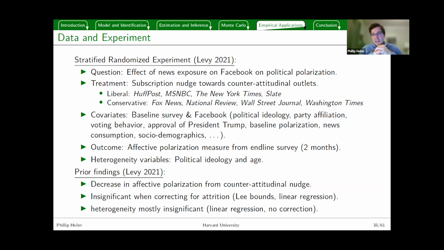And I'm picking that outcome variable because in the original study, Levy found a decrease in affective polarization, so less polarization in terms of this affective measure based on the counterintuitional nudge. However, when he corrected for the significant attrition, using generic methods like unconditional Lee bounds and linear regression and conditional Lee bounds using a parametric model, he didn't find any significant effects, and also heterogeneity was mostly insignificant when using standard parametric linear regression type of models.